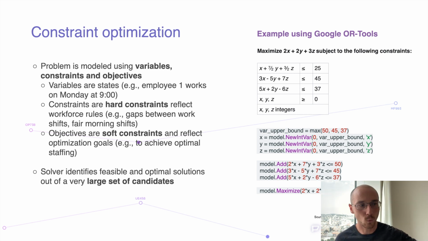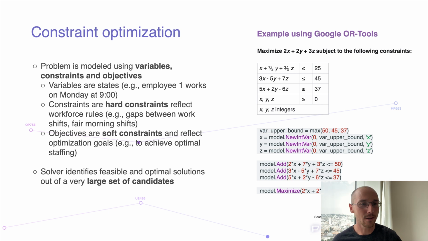And so when we have this model of the problem, we apply this solver. We push this model to the solver, and its job is to identify the feasible and ideally optimal solutions out of a very large set of candidates. Basically the solver is a black box. Our input is into the model. We can tune the problem model. We don't have access to the solver, or in our case we don't mess with the solver. We optimize the model.